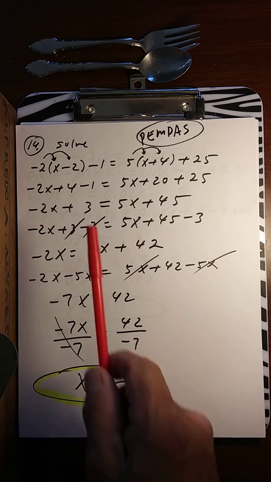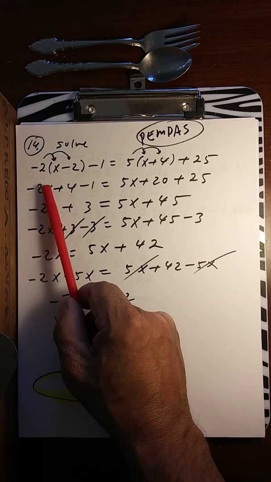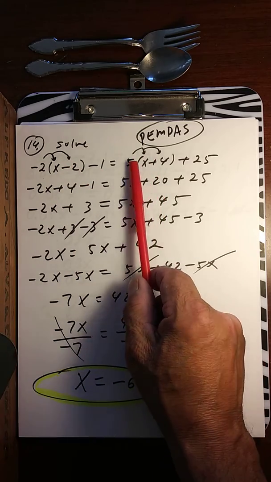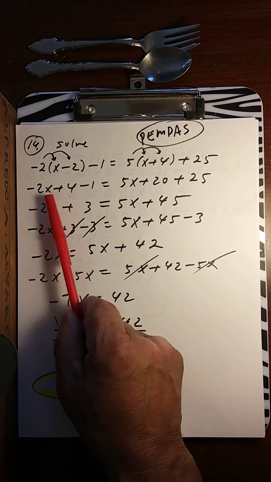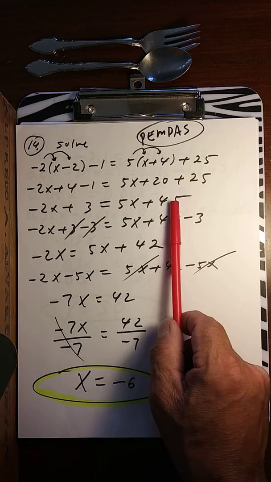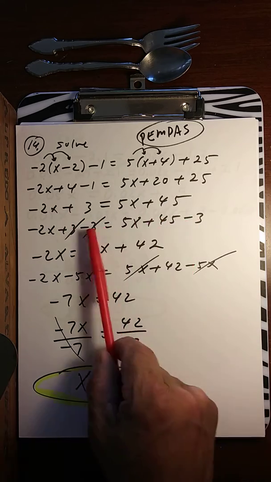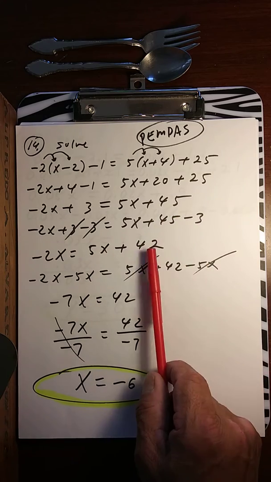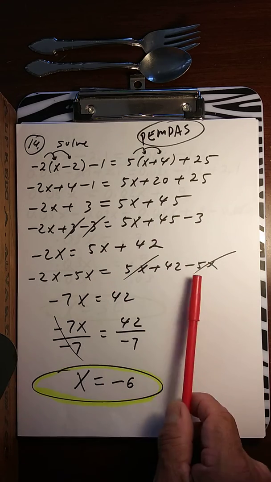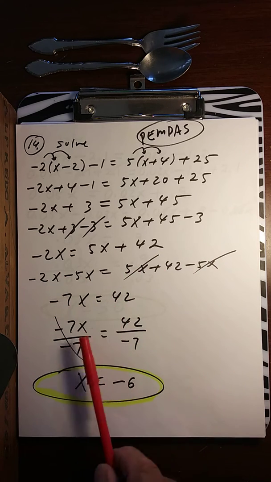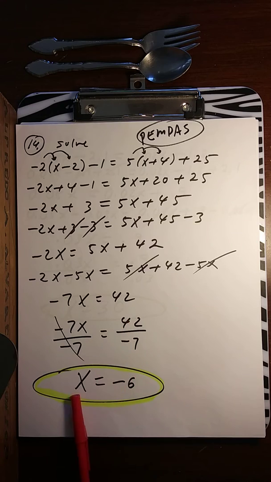Solve. Print this stuff first. Negative 2 times that, negative 2x. Negative is positive. Bring the 1 down. Negative 1. That times that's 5x. 5 times that's 20. So now put this together. Negative 2x, 4 and that's going to be 3. And over here, this and this together is 45. Now, minus 3 on both sides. These are gone. Minus 2x goes 5x plus 42. Now I'm going to go minus 5x on both sides. These are gone. So that's going to be negative 7x is 42. Divide by negative 7, divide by negative 7, so x is a negative 6.